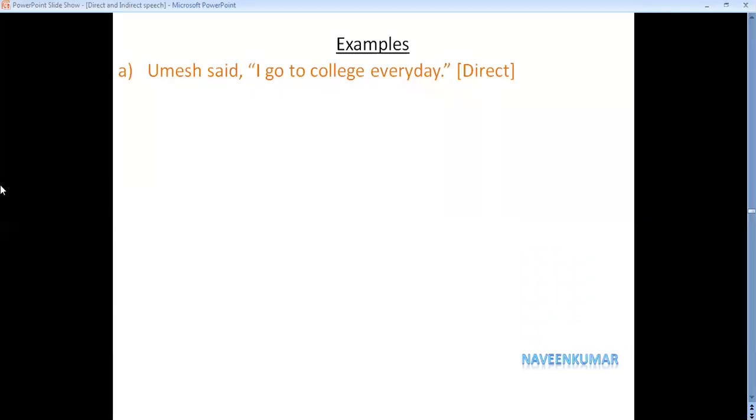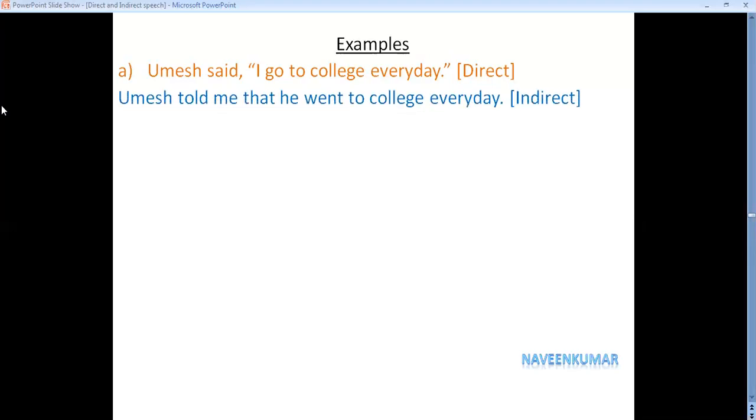Umesh said, I go to college every day. This is the direct speech. Now you can observe the reporting verb is in past tense here, said. So if the reporting verb is in past tense, then that table comes into play. Now we have to judge which tense this direct speech is in. I go to college every day. That is simple present. If the direct speech is in simple present, indirect should be in simple past. So let's try to change it. Umesh told me that he went to college every day. It became simple past.